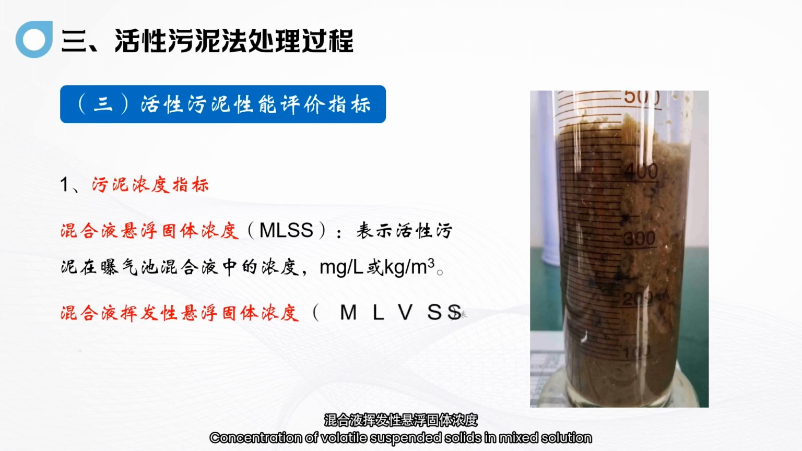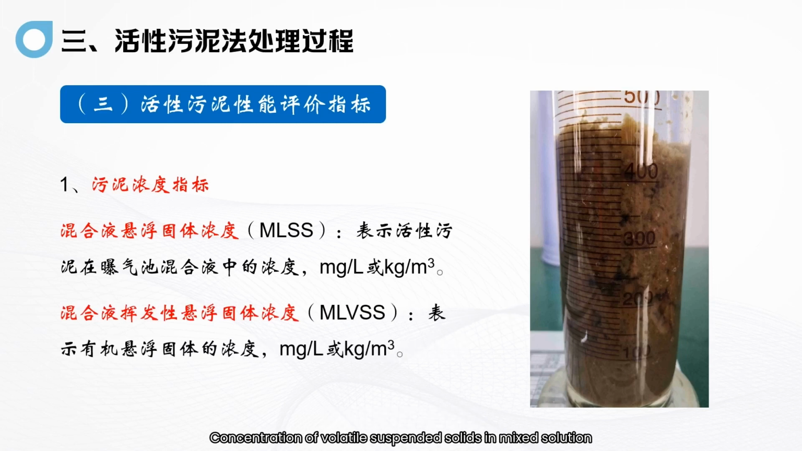Mixed liquor volatile suspended solids concentration, also known as MLVSS, refers to the concentration of the volatile part of the suspended solids in the mixed liquor. It can also represent the microbial components in the suspended solids of the mixed liquor and indicates the concentration of organic suspended solids, generally expressed in milligrams per liter or kilograms per cubic meter.